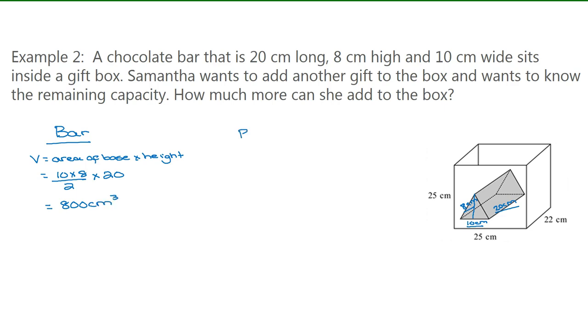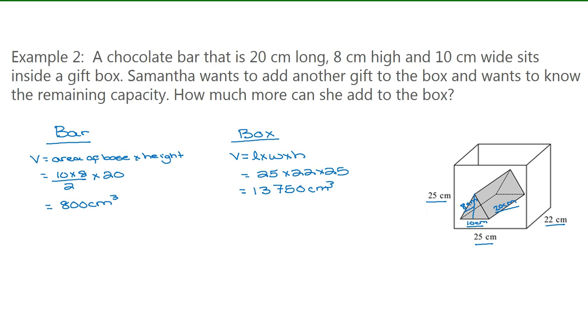Let's find the capacity of the box. How much can it hold in total? Well, that's going to be the same as the volume of the box, which is length times width times height. It has a length of 25, a width of 22, and a height of 25. So multiplying these three values together, you see that the box can hold in total 13,750 cubic centimeters.